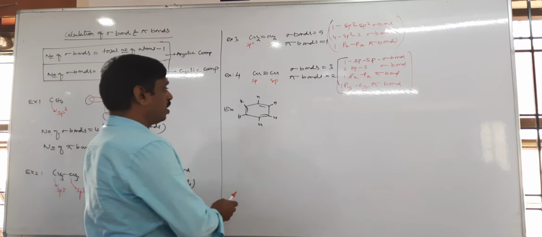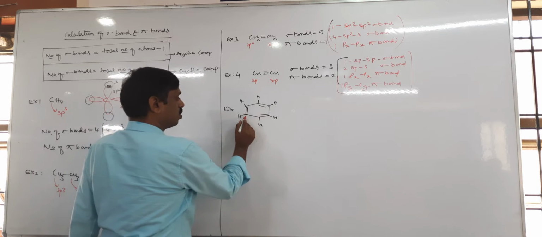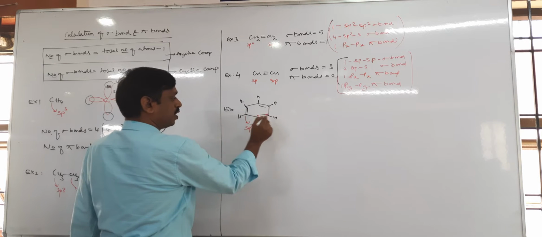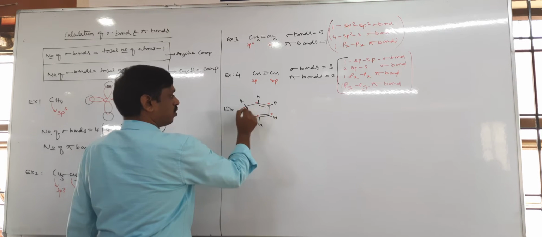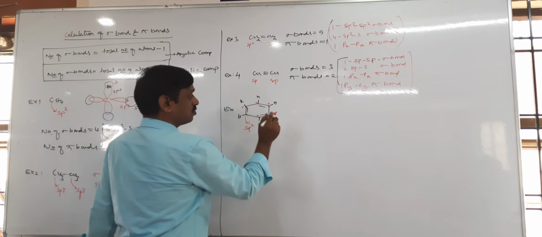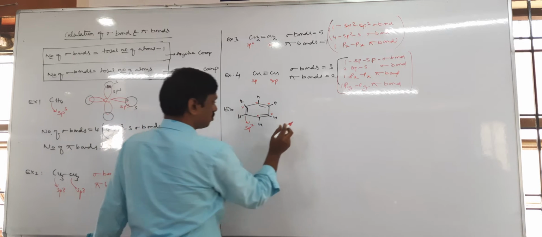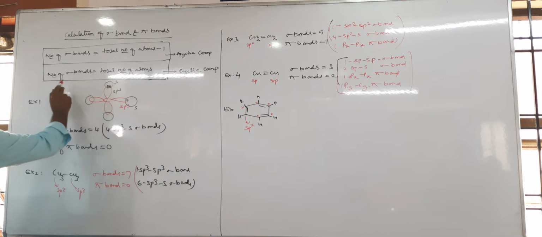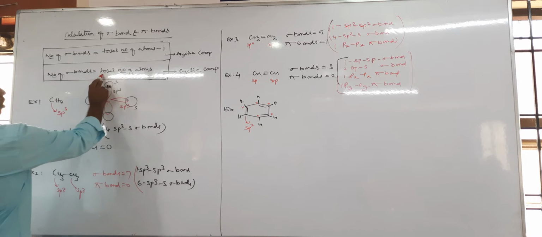So how many sp2 carbons are there? Total 6 sp2, no? All are sp2 only. sp2, sp2, sp2, here also sp2. Therefore now tell me, how many sigma bonds? In case of cyclic compounds, the number of sigma bonds equals the total number of atoms.